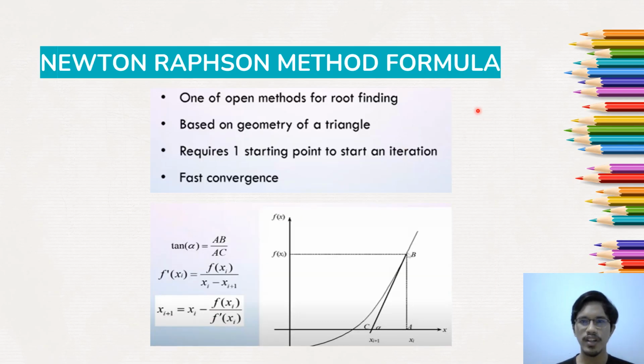This is the theoretical information for the Newton-Raphson method. It is one of the open methods for root finding based on the geometry of a triangle. It requires one starting point to start the iteration, and has fast convergence. The formula is here: x_{i+1} equals x_i minus f(x_i) over the derivative f'(x_i).